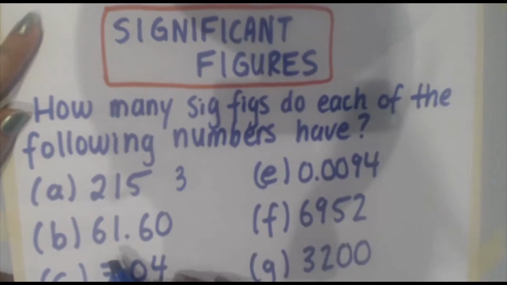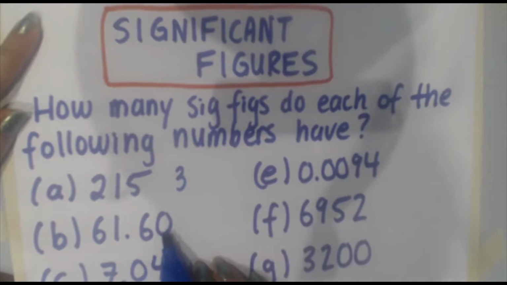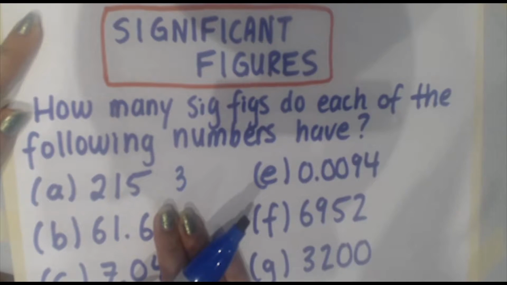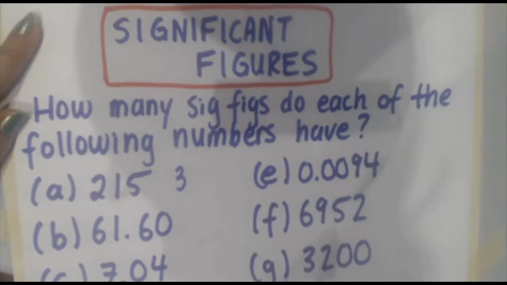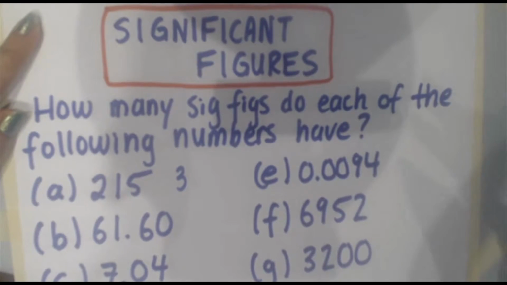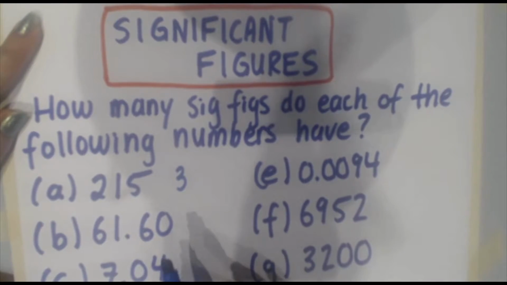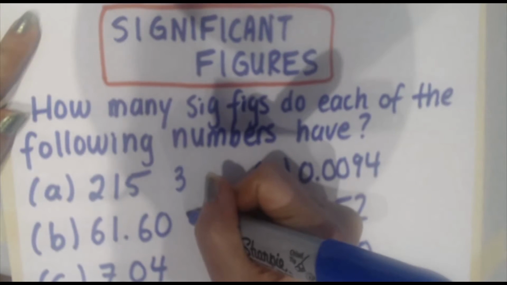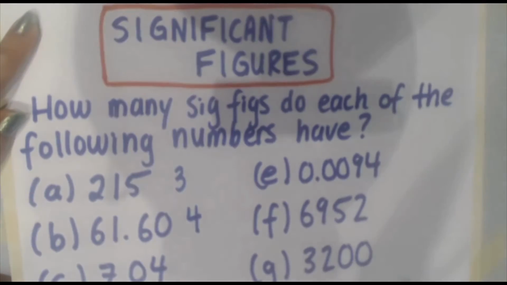For part B, you're quoted a number of 61.60. Now imagine that was 61.6. That would be 3 sig figs, and you don't need to put that 0 there. But the fact that that 0 is there implies a greater level of certainty in the measuring instrument. Therefore, this 0 actually does count as a sig fig, so this gives this a total number of 4.